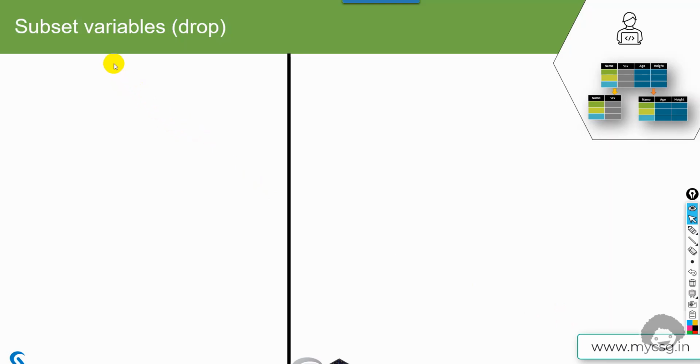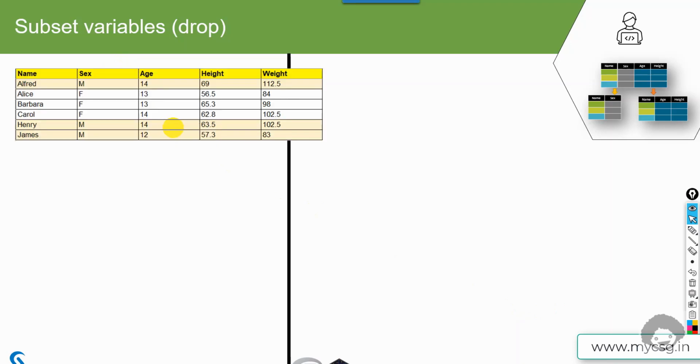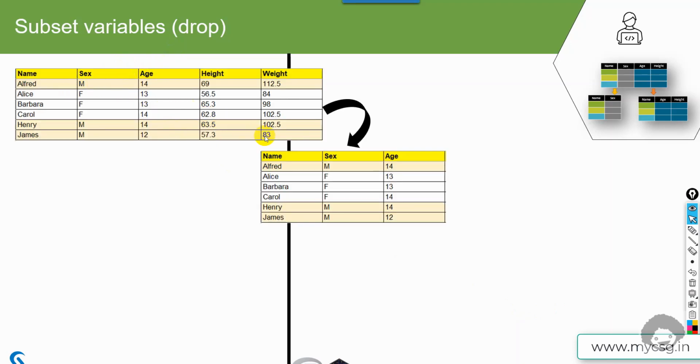So we can in fact drop the variables which are not required for us. So how do we do it? Again, we have the same dataset. Again, here we are interested in keeping only 3 variables, which means we are not interested in having height and weight. So if the list of variables to be kept is long and the other variables which are to be dropped is small, we can make use of the drop feature. So how do we do that?